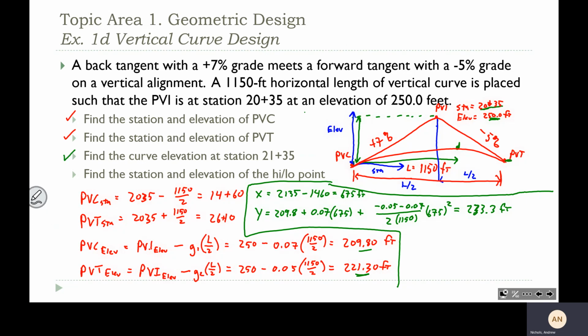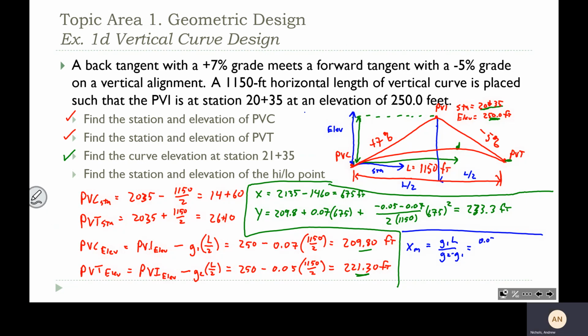Okay, so that takes care of that one. So we found the curve elevation. And then the last one, I used blue. So I'll do the last one to find the station and elevation of the high or low point. So this is a crest curve, so we're going to be finding the high point. So jumping back a couple slides, you have the XM is equal to G1L over G2 minus G1. So this is just plugging in grades and lengths, given information.